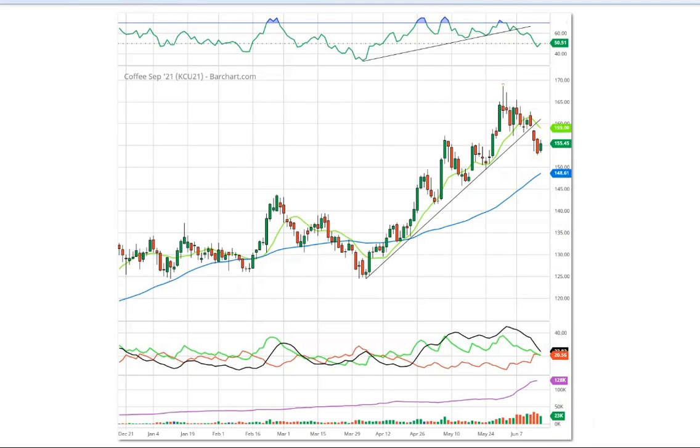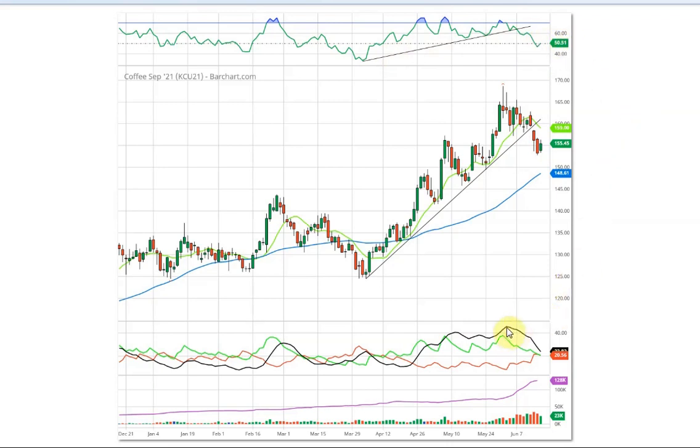If we move over to the softs, such as coffee, this is where we're getting it. Coffee has been in an up move, and just recently it broke the upward trend line. It's below the 10-day moving average, although still above the 50, but this is one of the first signs that you get. The upward sloping RSI broke that trend line and just touched below 50. We're pretty much at the neutral zone right now.